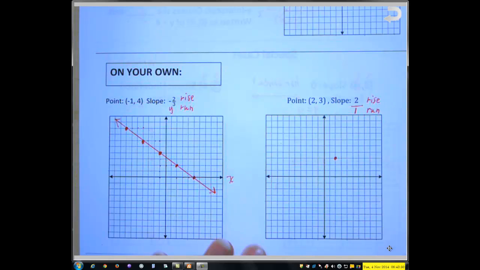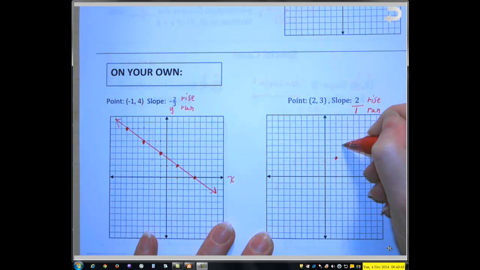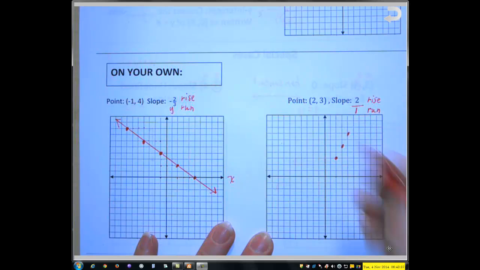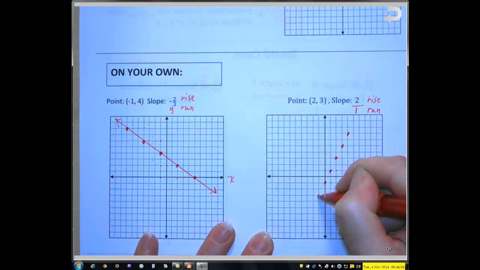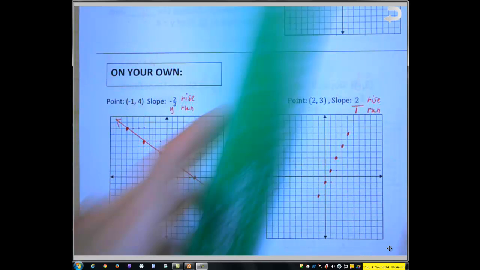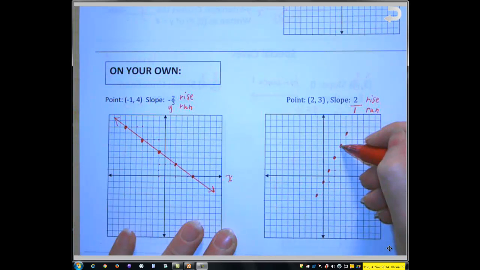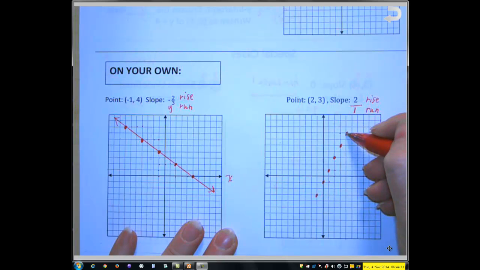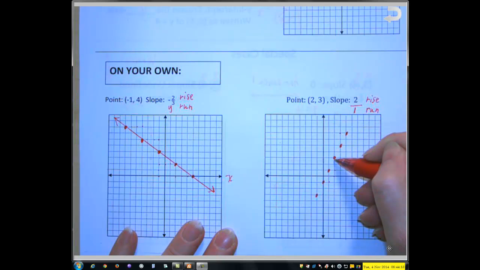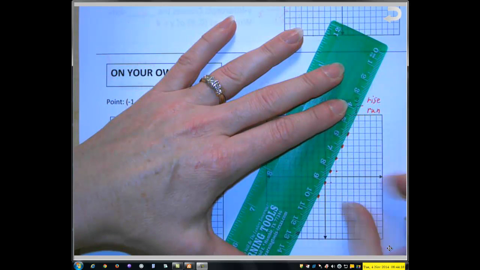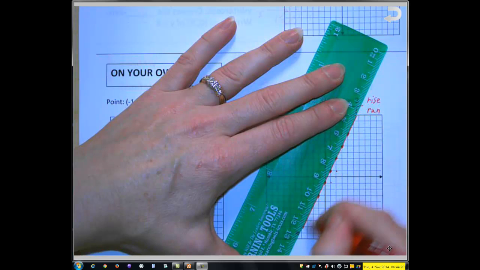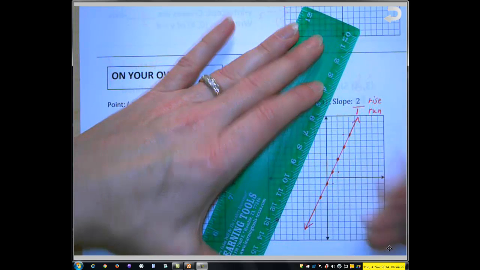So for a positive slope, we can go up and right, or we can go down and left. So notice we went up 2 and to the right 1. We also could go down 2 and to the left 1. And here's our line.